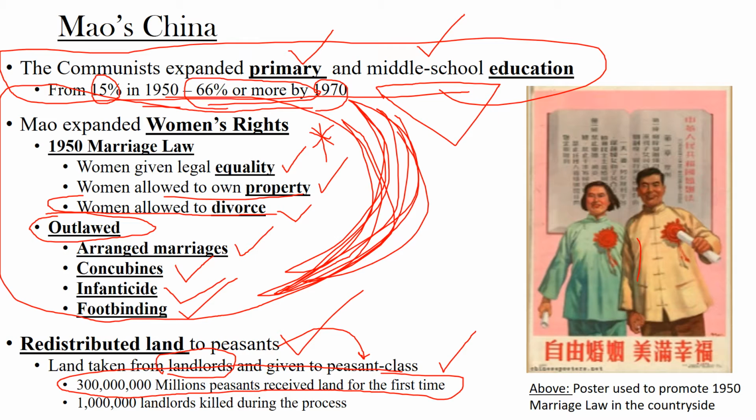Downside of that, that land had been owned by people called landlords. And those landlords, many of them were killed in the process. Either they refused to give up this land, or honestly, the peasants just beat the crap out of them until they killed them because they're like, you could have given us this land at any time.